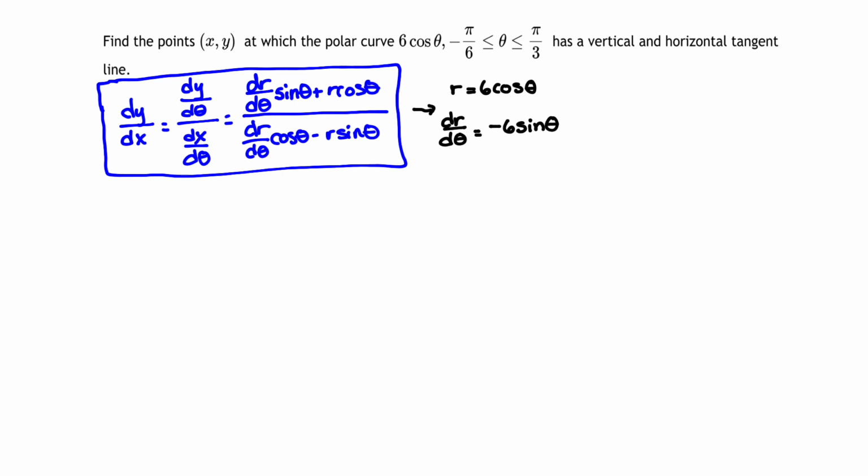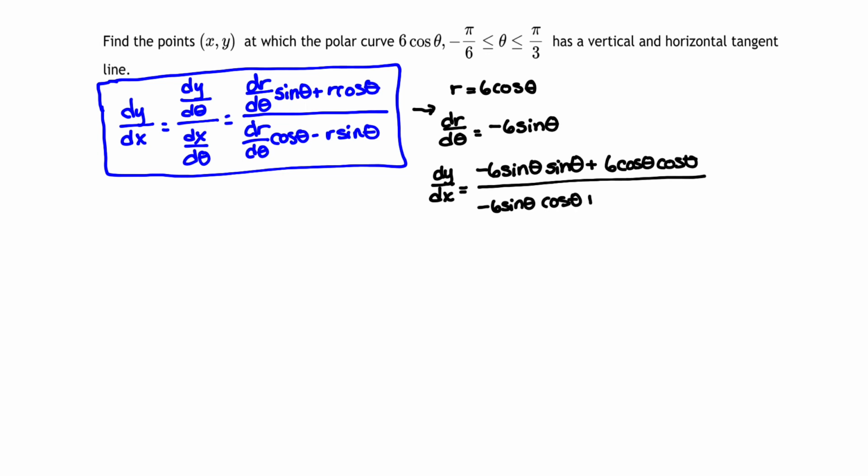So for our polar curve r = 6 cos theta, by doing a little bit of substitution, we have that dy/dx is dr/d theta, which is negative 6 sine theta, times sine theta, plus r, which is 6 cos theta, times cos theta. And that's all divided by dr/d theta, which is minus 6 sine theta, times cos theta, plus r, which is 6 cos theta, times sine theta.